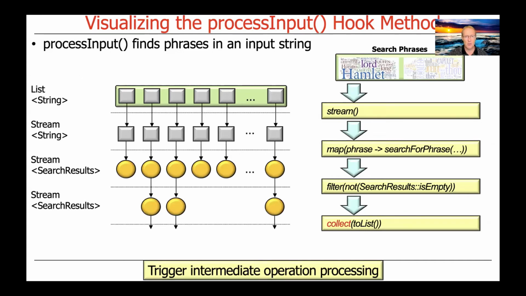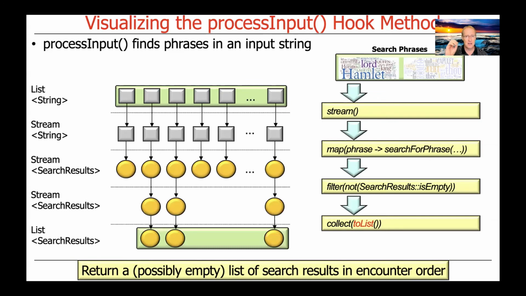So collect triggers all the intermediate operation processing as always. toList will create a list of search results. But here's what is important to note, and there's a reason I'm doing things this way, so we can talk about this later when we talk about the flat map operation. Note that processInput might return an empty list of search results. Because if you're looking up certain phrases in the works of Shakespeare, they may not appear in that work of Shakespeare. So you may get back an empty list of search results. So keep that in the back of your head.